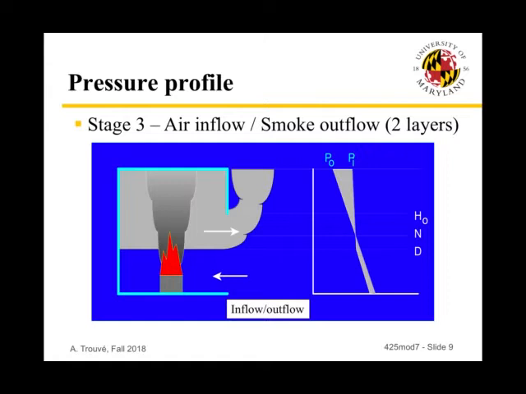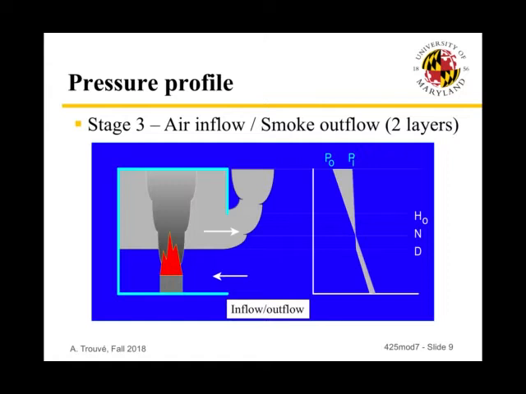And the two pressure curves that we can see on the right here now have an intersection point. And this intersection point is called N, at an elevation zn, and is called the neutral plane. The neutral plane is defined as the place where the pressure inside is equal to the pressure outside. At that location, because Pi is equal to Po, there is no flow.